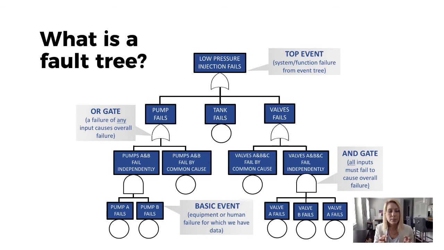So the blue boxes indicate a very basic event. This could be an equipment failure or even a human failure. For very basic events at the bottom of the tree, we need to have data to indicate the likelihood of those events. And then as we move up the tree, the higher level event likelihoods will be calculated.